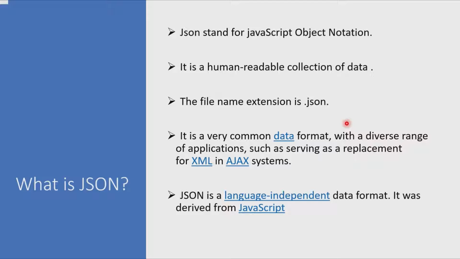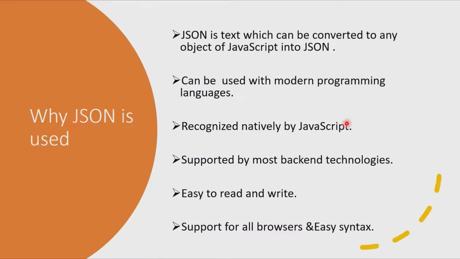JSON is also language independent. There is no such data format which is restricted, and it was derived from JavaScript. Why is JSON used? JSON is text, and any JavaScript object can be converted into JSON. It can be used with modern programming languages. It is recognized natively by JavaScript. It is supported by most of the backend technologies. It is easy to read, write and use, it supports all browsers, and it has a very easy syntax. So this is a great feature.